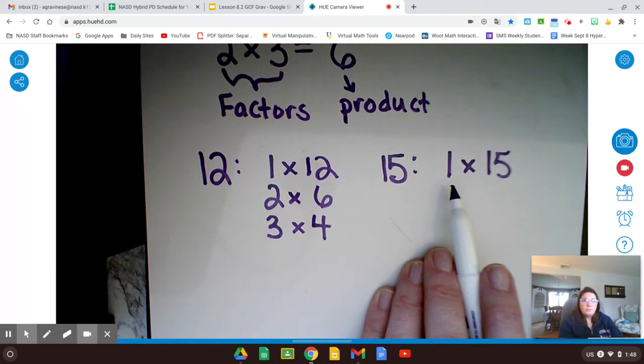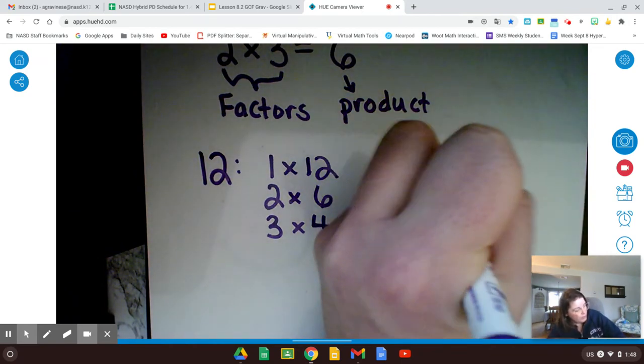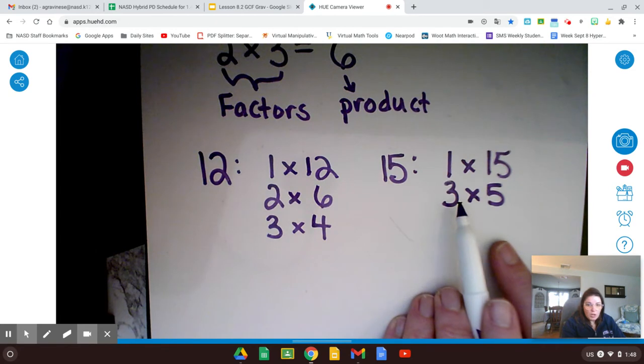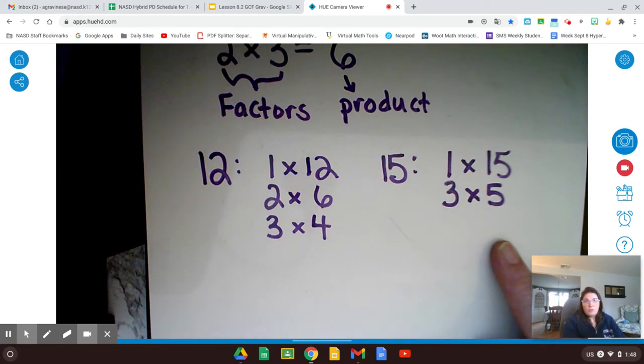Let's try 3. 3, 6, 9, 12, 15. If I have 3 five times, I get 15. So the only number left to try would be 4. 4, 8, 12, 16. No, 4 doesn't work. 5 is here, so we're finished.